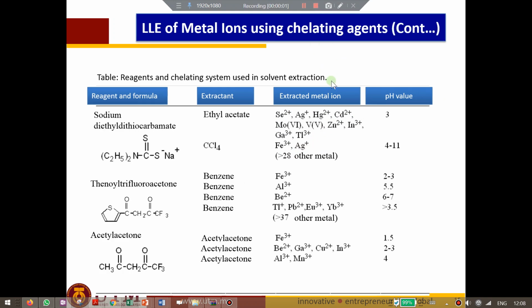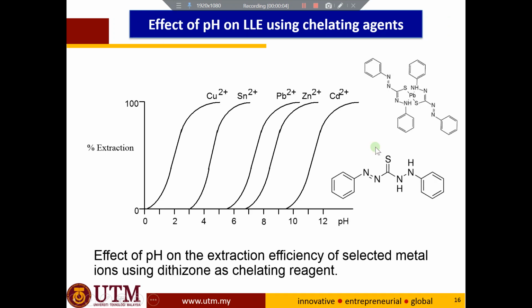Here is another example: effect of pH on LLE using chelating agent. We can see over here, as the pH increases, different ions, different elements, have different optimum pH. For example, for the copper 2 ion, the optimum pH is about 4. If we look at the plumbum, the optimum pH is about 8. So different ions have different optimum pH.